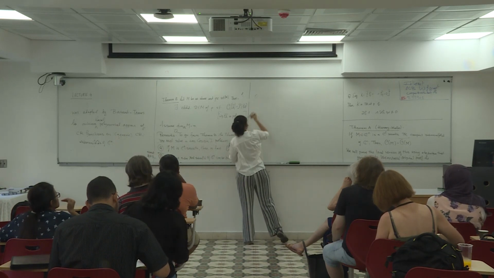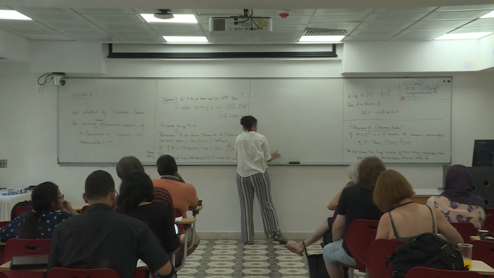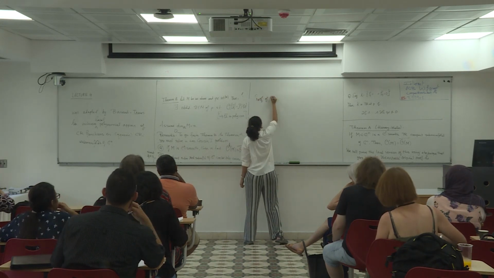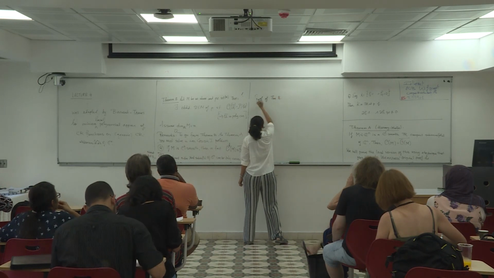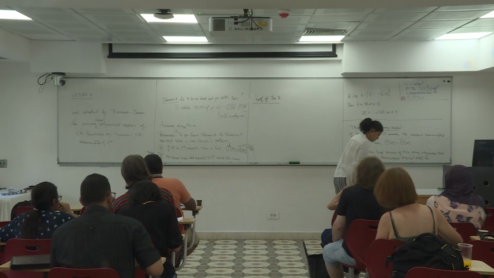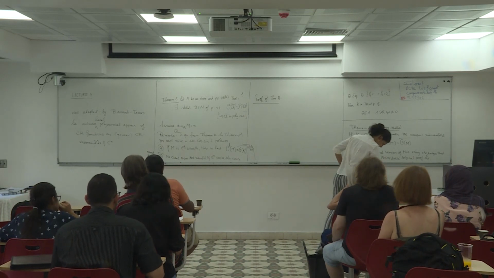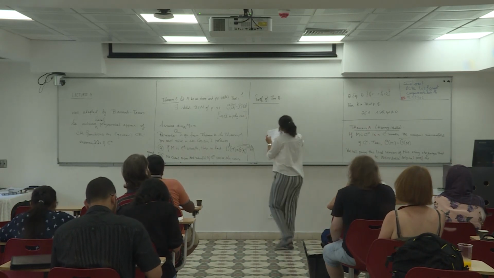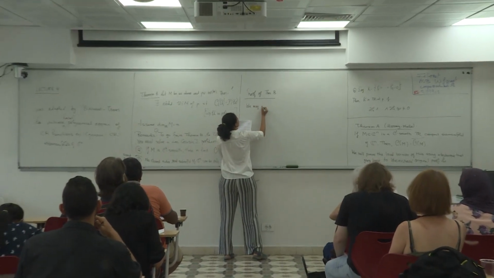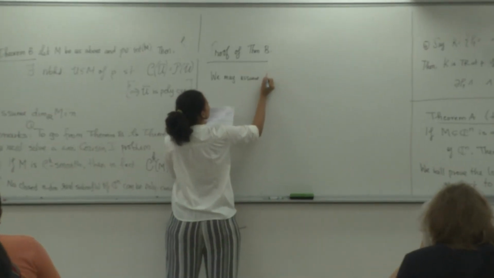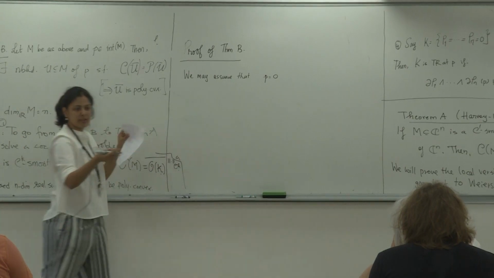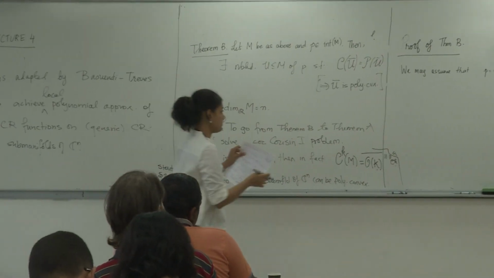So, proof of theorem B. We will assume, and I just want to make sure all my notation is correct, that P, whatever point we've chosen, is the origin, and this simplification has already appeared in Professor Mergelyan's course.